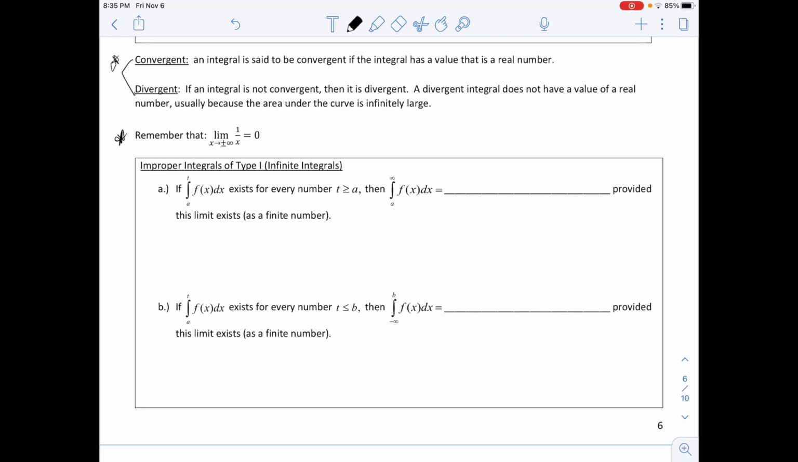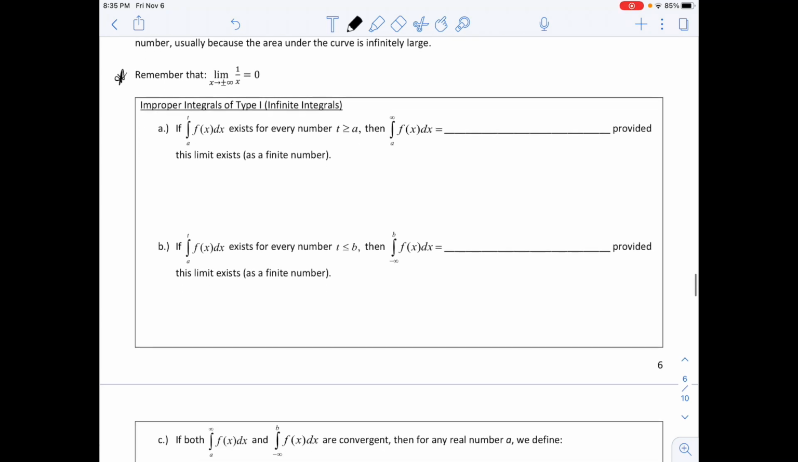So we have improper integrals of type 1, and this is our infinite integrals. It says that if the integral from a to t of f of x dx exists for every number t greater than or equal to a, then the integral from a to infinity of f of x is equal to, and we are going to rewrite this as, the limit as t approaches infinity of the integral from a to t of f of x dx. And again, that's because our upper limit of integration is now the limit that we're approaching. This is provided that the limit exists as a finite number.